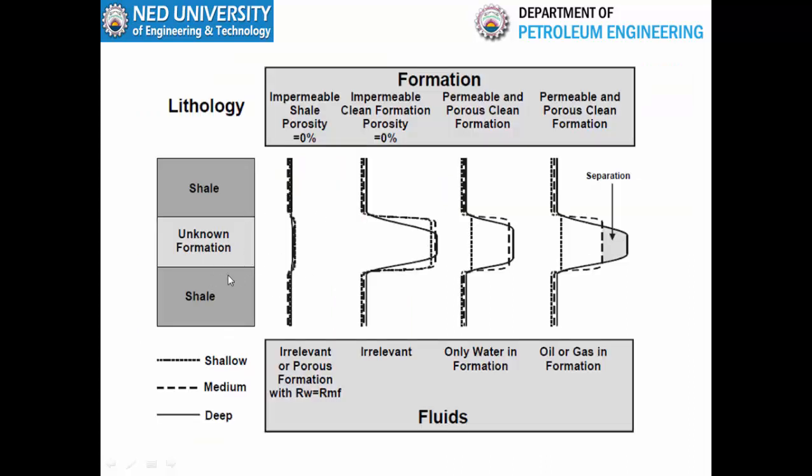Basically, in this slide, different responses are shown. For example, this is an unknown formation which is surrounded by two impermeable zones of shale. If you have an impermeable clean formation, for example, this unknown formation is impermeable and has 0% porosity, which means that the resistivity of this zone will be higher.